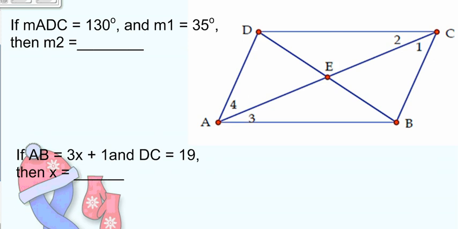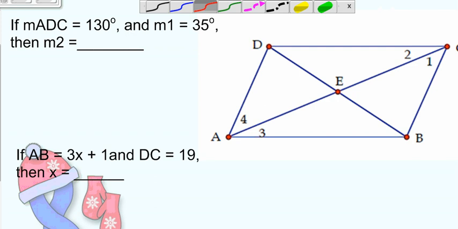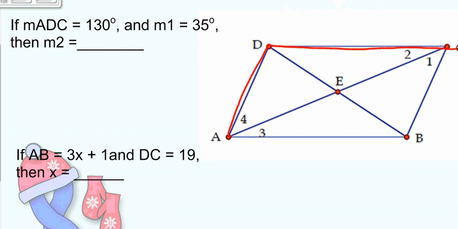If the measure of ADC is 130 degrees, and the measure of angle 1 is 35, then what is the measure of angle 2? Now, I want you to pause and see if you can figure it out, but I will walk you step by step through this one in just a few seconds.